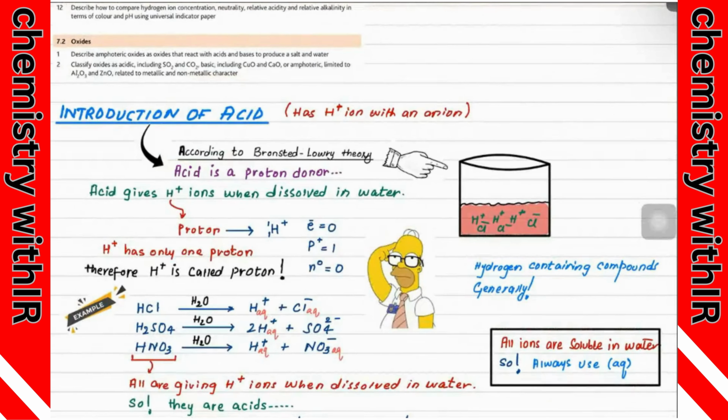This is just a physical property, like tasting some chemical. In the lab, the protocol is that we are not supposed to touch, taste, or smell chemicals. But we have lemon, and in lemon we have citric acid. If you taste the lemon, you will notice the sour taste, which represents that this lemon has acid.